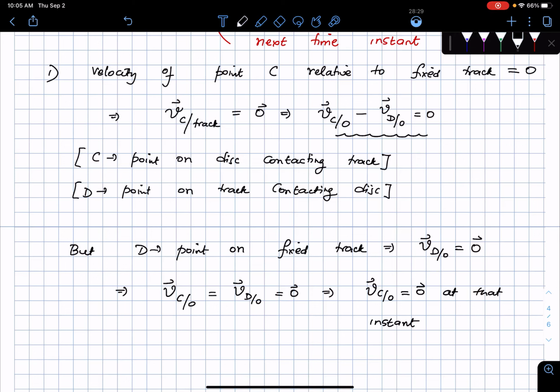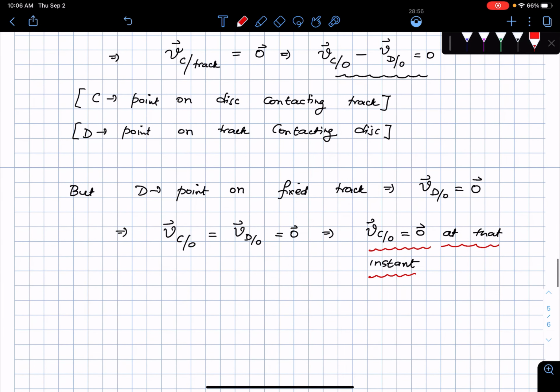This is very important. It's not as if the point C has a velocity that is permanently 0, or any contact point is permanently 0 at all instances in time. The next instant in time, some other point is going to come in contact. That point will have a 0 velocity, at a different location on the track. All right, this point C at the next instant has moved to some other position on the disk, so its velocity is non-zero at some other instant in time. A new contact point is going to come into place. So this is essentially what I'm saying here.